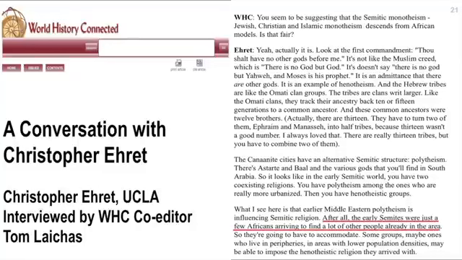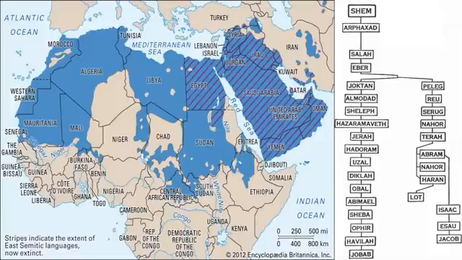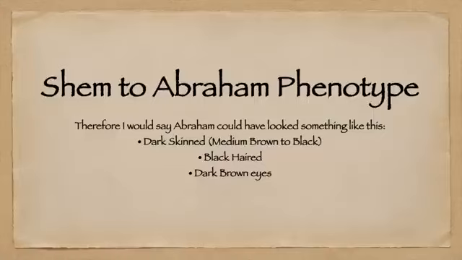After all, the early Semites were just a few Africans arriving to find a lot of other people already in the area. And as we know, Shem, he is the ancestor of Semitic peoples. And Abraham, Isaac, and Jacob are descendants of Shem. Therefore, I would say Abraham could have looked something like this.